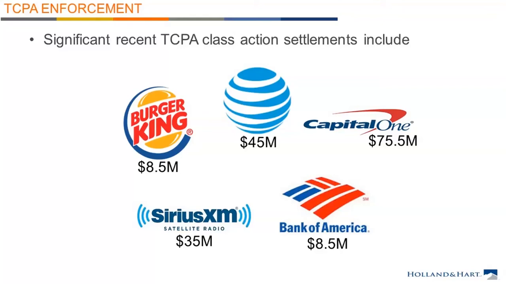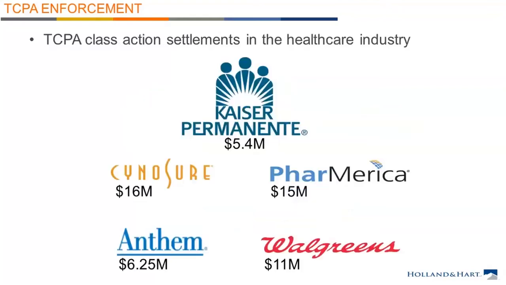Capital One, the largest TCPA settlement that we know about in history, $75.5 million. These were calls made to collect on credit card debts using an automatic dialer, an ATDS, without prior express consent. Now, the healthcare sector has not been immune from these types of lawsuits. This next slide, these are settlements which have occurred in the healthcare industry.